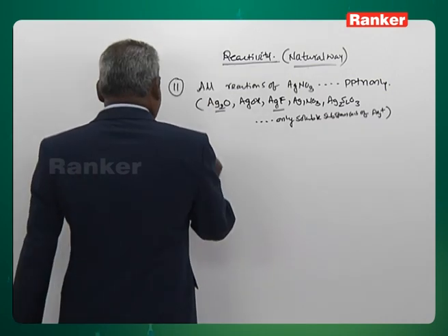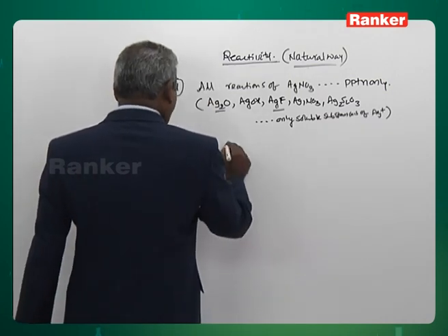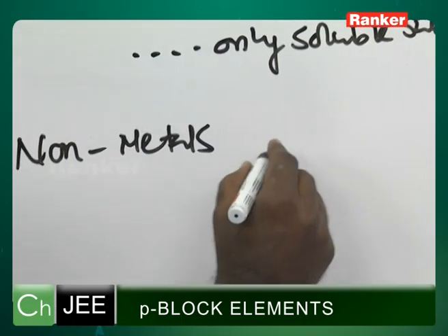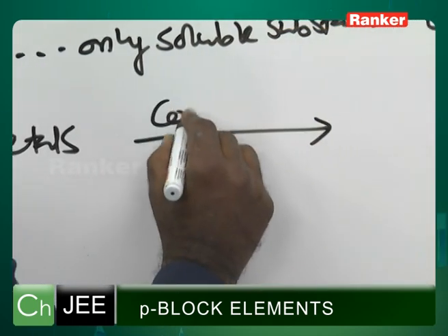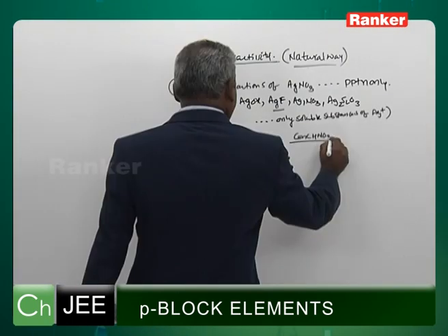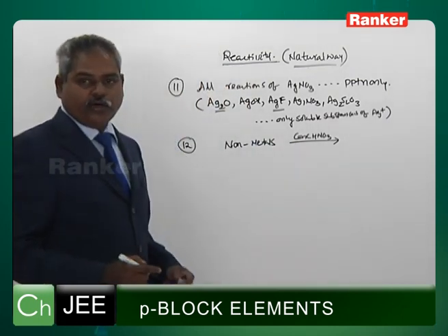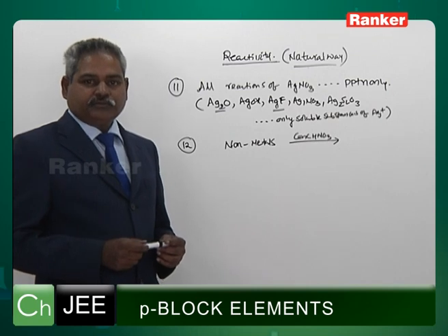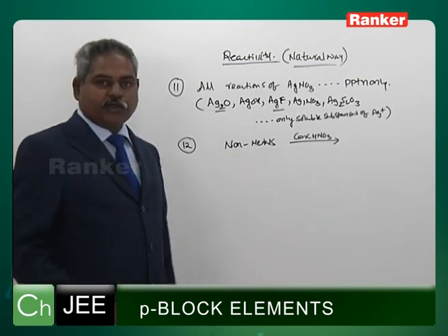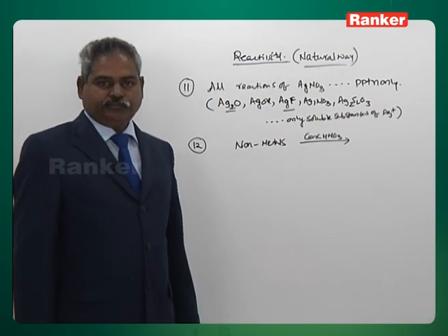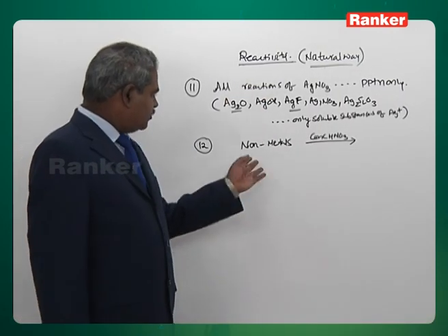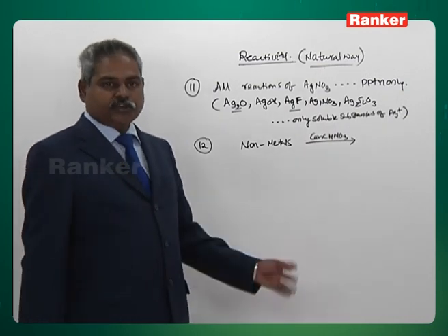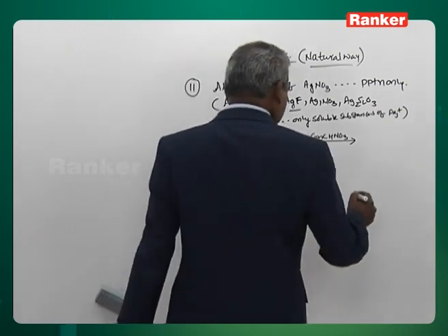Now, non-metals, concentrated nitric acid. So for each reactivity, you have an average of 10 reactions. Suppose if I teach you 20 principles, you will be able to answer 200 questions. So instead of learning them in the form of a question, you learn the underlying principle from which you can yourself make many questions. Non-metals, concentrated nitric acid.